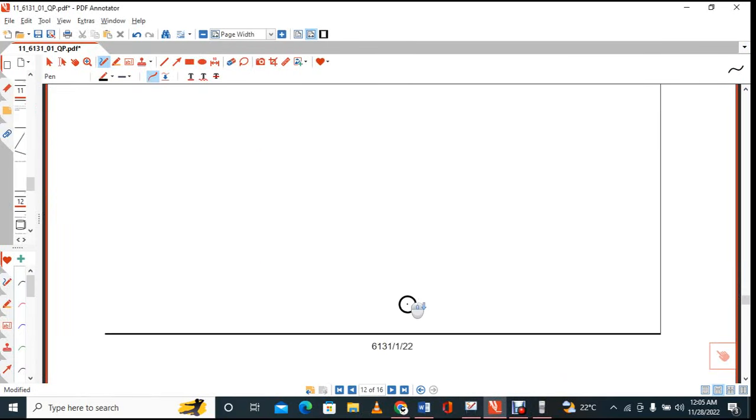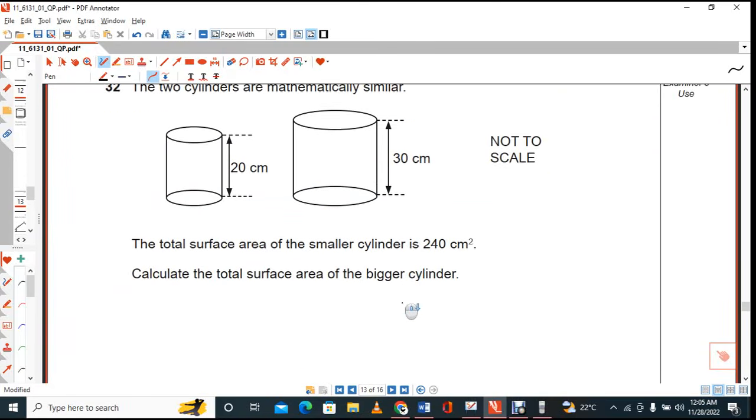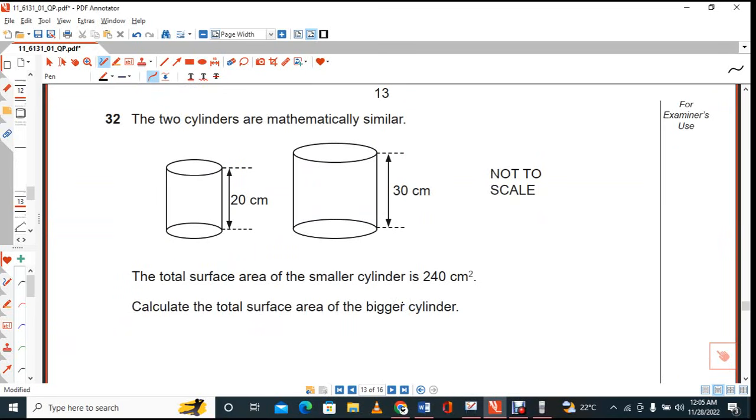All right. Now, question 32. Two cylinders are mathematically similar. Now, I hope it's a topic that you have done. We need to understand quite a few things. For similar shapes, the corresponding sides are in the same ratio, and you're told that the total surface area of the smaller one is 240 centimeters squared. So we need to find the total surface area of the bigger one.